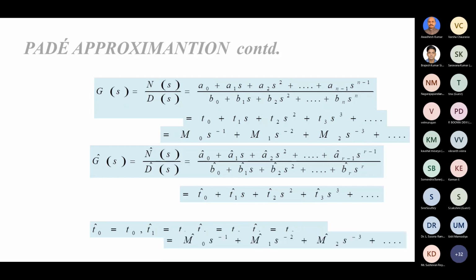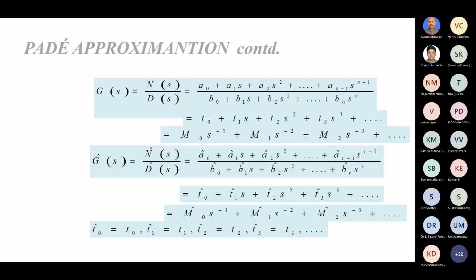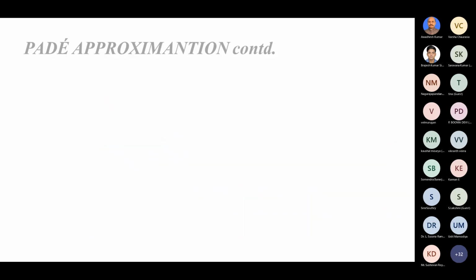So if we go for this, these M caps are also representing the Markov parameters, and we can choose different numbers of time moments and Markov parameters and get a combination of time moment and Markov parameter matching, and then we can get a better overall time response approximation.